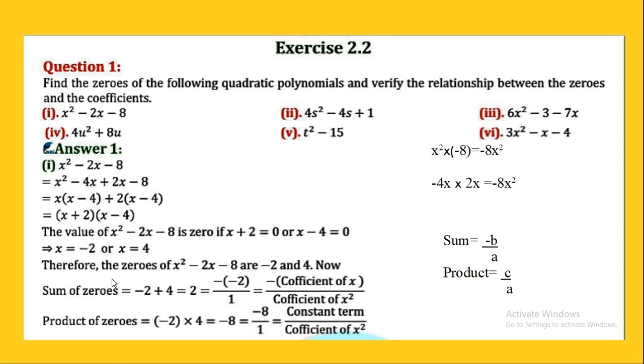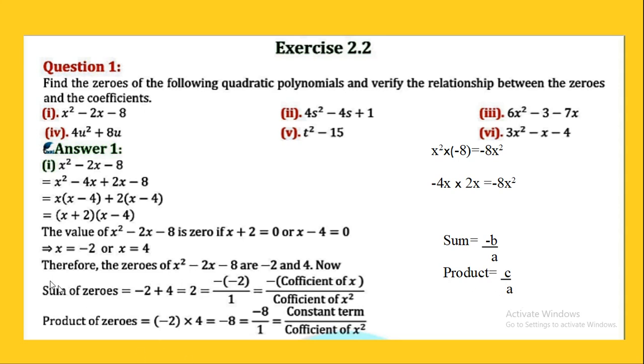Next, we have to verify the relationship between these zeros and the coefficients of this polynomial. For that, the relationship between the zeros of a quadratic polynomial and its coefficients is that the sum of its zeros is equal to minus b by a, where b is the coefficient of x and a is the coefficient of x square, and the product of the zeros is equal to c by a, where c is the constant term and a is the coefficient of x square.